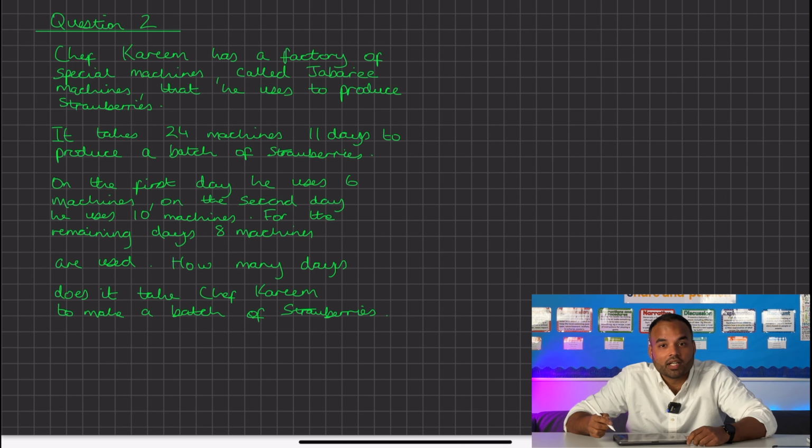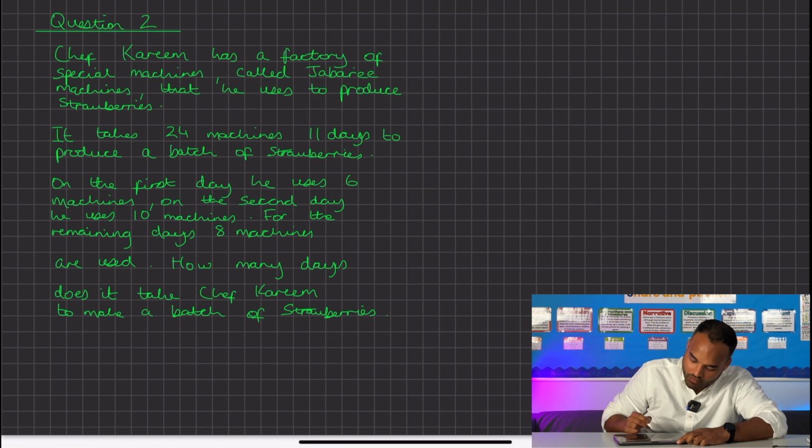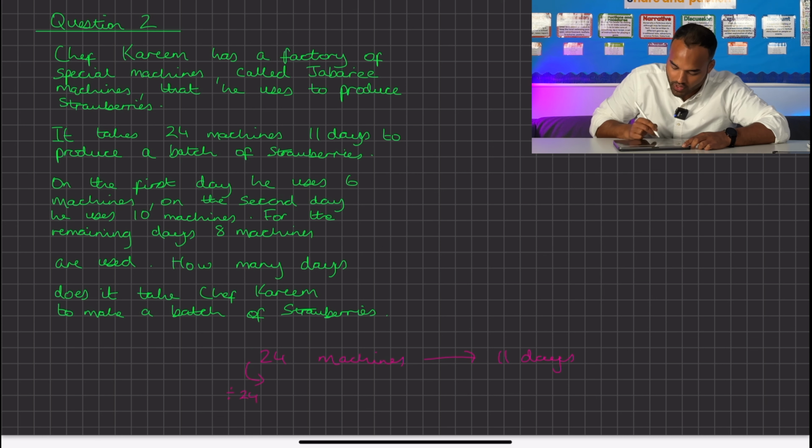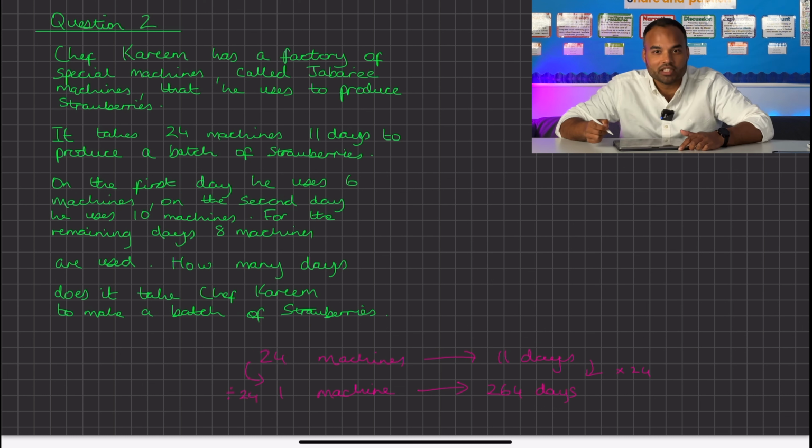Just like before, let's work out the total amount of time needed. In other words, how long it would take one machine to produce this batch of strawberries. So at the moment, it takes 24 machines 11 days to produce this batch of strawberries. So if we divide by 24, we get 1 machine. And if we multiply 11 by 24, because once again this is an inverse proportion problem, we will get 264. So in other words, it takes 1 machine 264 days to produce this batch of very special strawberries.